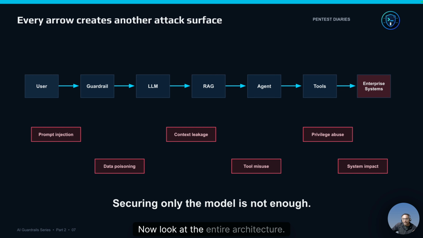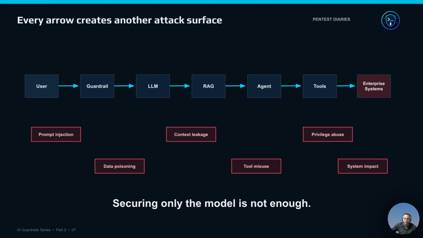Now, look at the entire architecture as one connected system. We have the user, and the request passes through a guardrail. Then we have the language model, the retrieval system, the agent, the tool, and eventually the enterprise system those tools interact with. Here is the security principle I want you to remember. Every arrow in this architecture represents another trust boundary and potentially another attack surface.